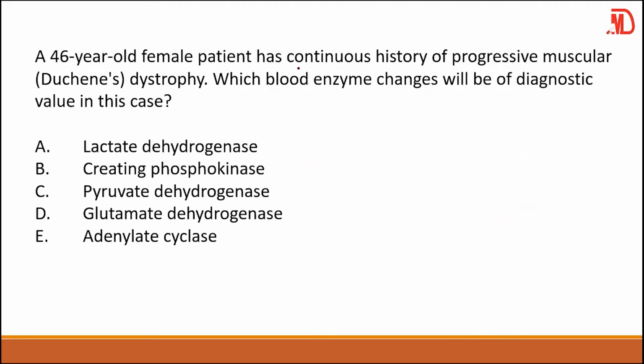A 46-year-old female patient has a continuous history of progressive muscular dystrophy. When we say progressive muscular dystrophy, it means the muscles are undergoing degeneration or being destroyed. One of the features that helps us know muscle cells are being destroyed is the presence of creatine phosphokinase, also known as CPK or CK. They are all enzymes. It's like a biomarker.